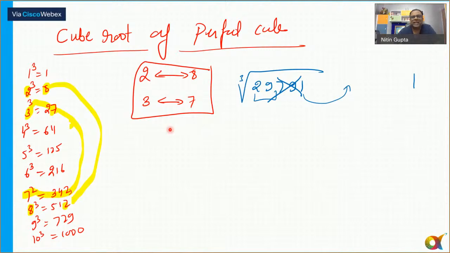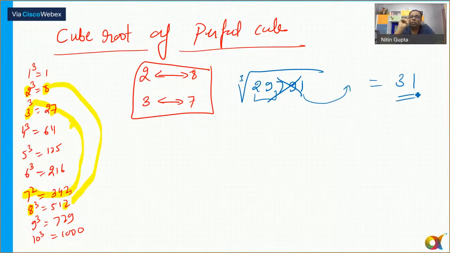And now just see, 29 lies in which range? 29 is between 3 cube and 4 cube, that is, between 27 and 64. So it is between 3 and 4. So my answer is in the 30s, between 30 and 40. So I'll simply write down 3 and this is the answer.